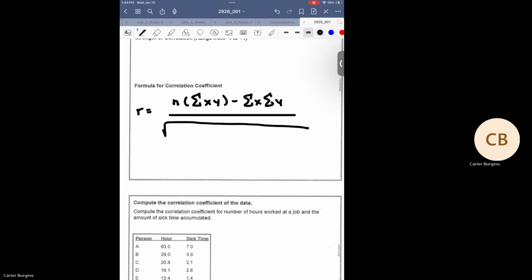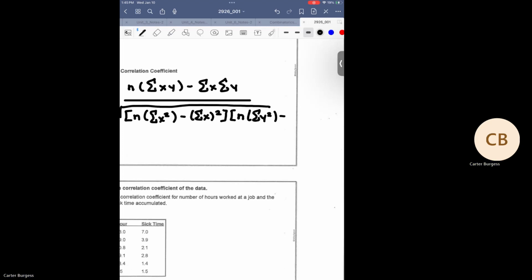the square root of, in brackets, n times the sum of all of our squared x's minus the sum of our x's squared, close brackets, new brackets, times n times the sum of our y's squared minus the sum of our y's all squared.